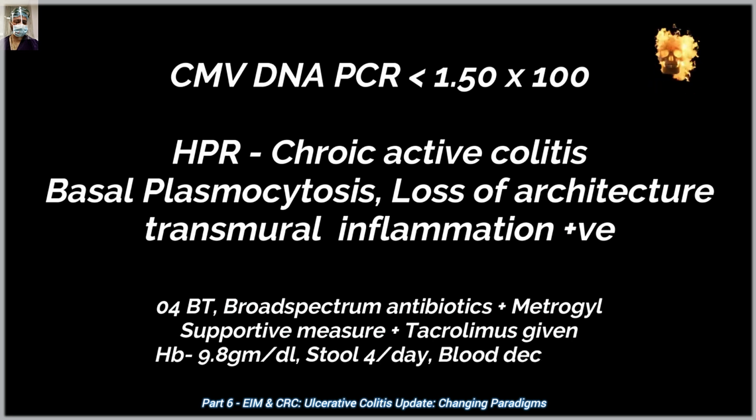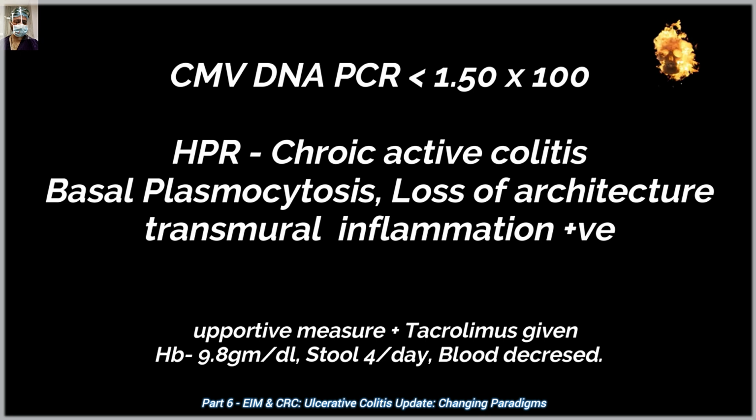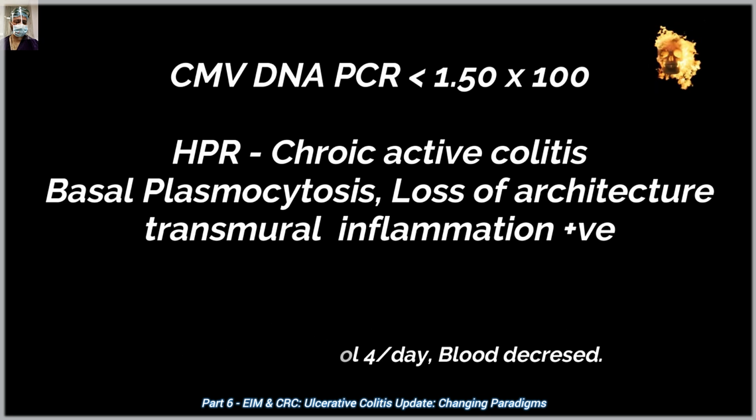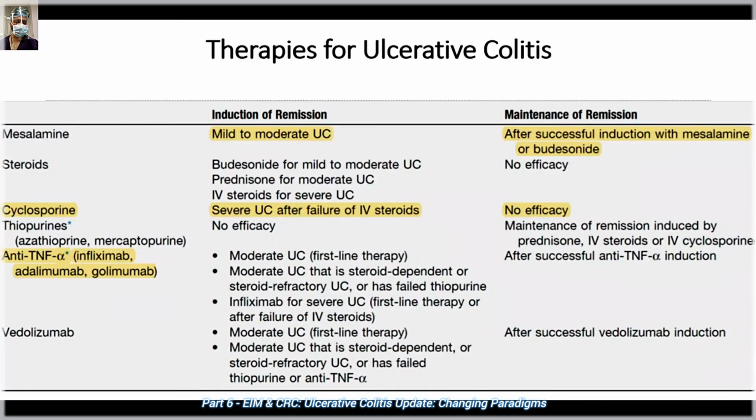We have already started her on broad spectrum antibiotic and metrogyl. We have given a trial of intravenous corticosteroids, but that failed, and we gave IV fluids along with supporting measures. After the failed trial of corticosteroids, we gave a challenge of tacrolimus, and she responded. Her stool frequency decreased, and HB became stable around 9.8 gram percent.